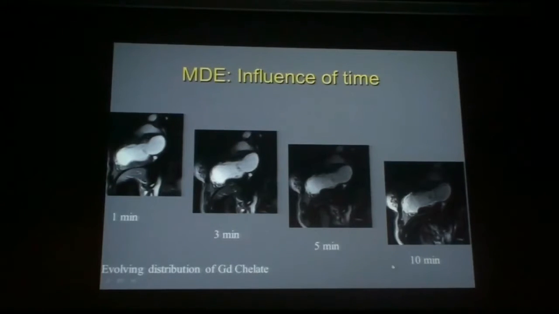So waiting 10 minutes is important, at least 5 minutes, and the problem is that this time change of concentration is going to change as well the parameters of the sequence that you're going to use, and we're going to see that a bit.